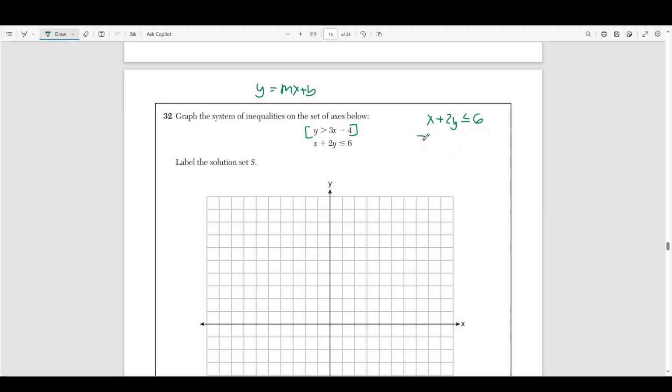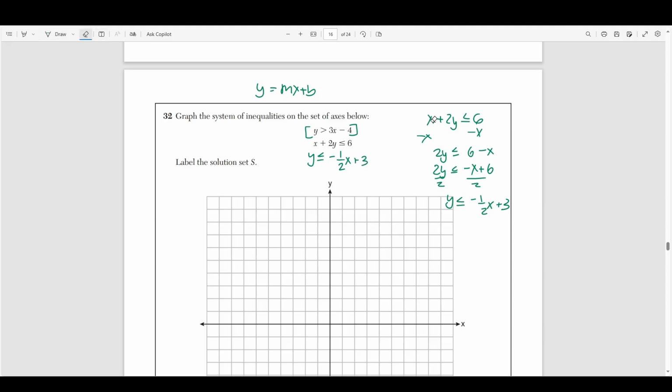So I'm going to subtract x on both sides, and I get that 2y is less than or equal to 6 minus x. I can rewrite 6 minus x as negative x plus 6. So I have 2y is less than or equal to negative x plus 6. I'm going to divide both sides by 2, and I get that y is less than or equal to negative 1/2 x plus 3. Okay? So now I have this rewritten in a form that I can understand and graph it with.